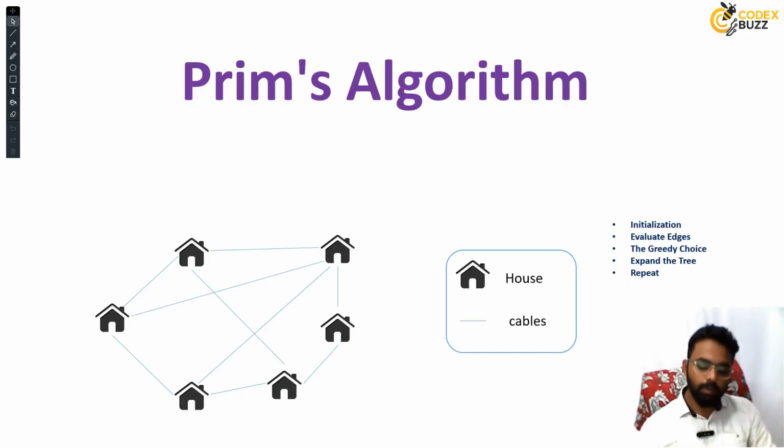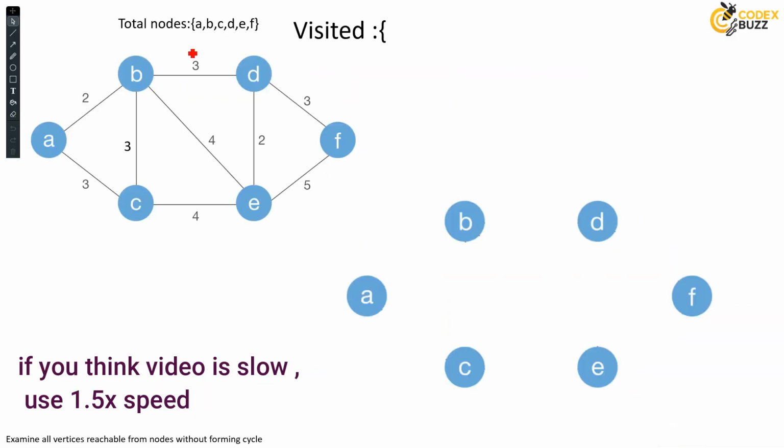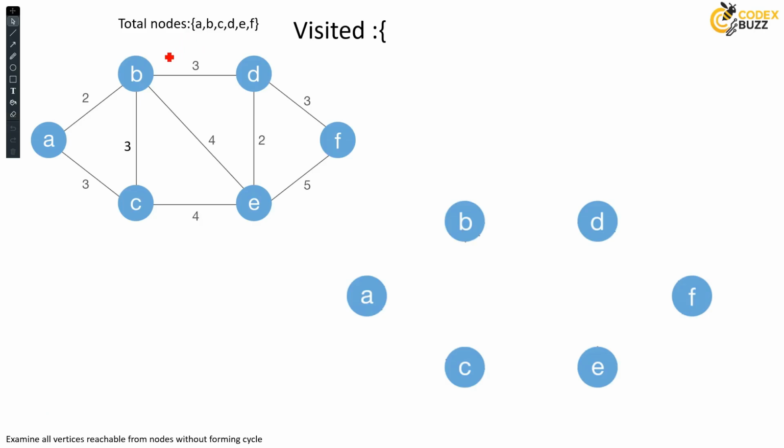So let me explain with the help of an example. In this problem, you can see the undirected graph with the weighted edges, and here we have a total of 6 nodes: A, B, C, D, E and F, right? Now we need to choose any arbitrary node as a starting point for the minimum cost spanning tree and mark the node as visited. So I am going with A. You can choose any node, but I am going with A here, and marking A as visited, right?